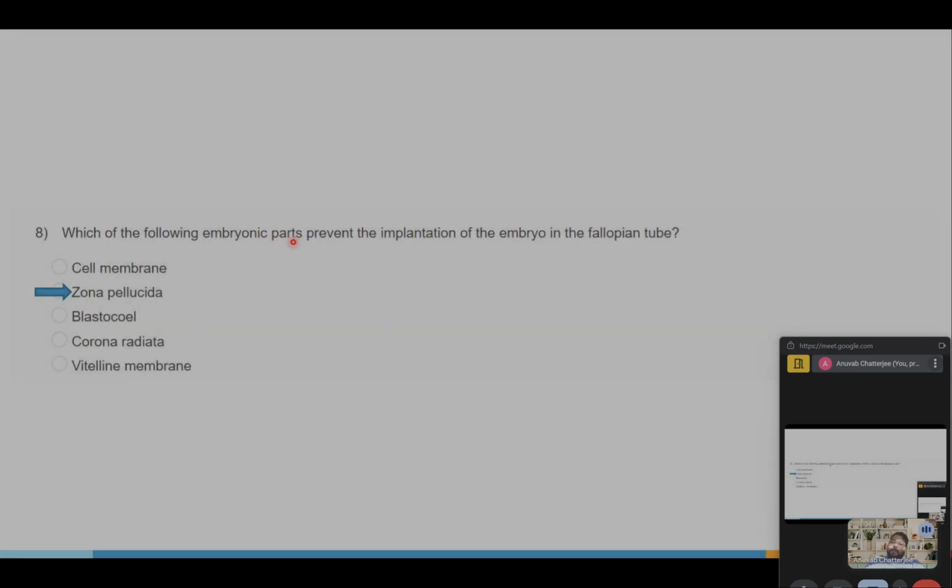So which of the following embryonic parts prevents implantation of the embryo in the fallopian tube? The answer is zona pellucida.